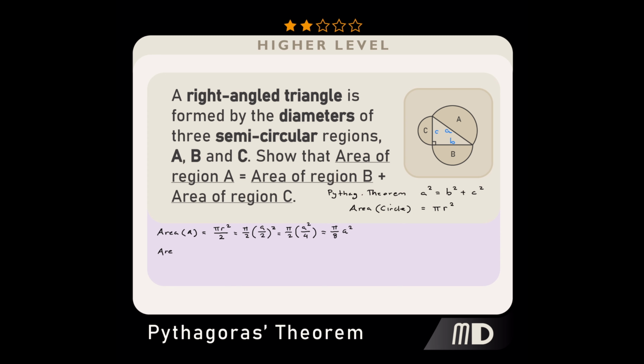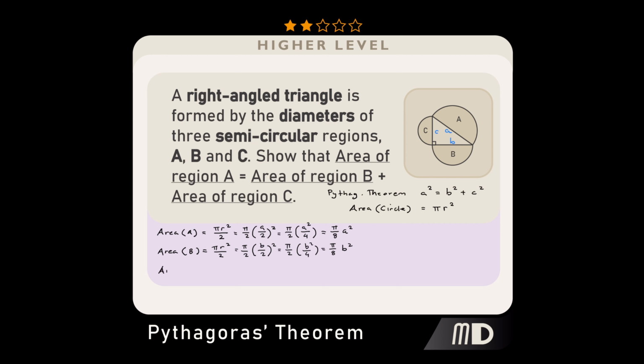The area of B is also half of pi r squared, where r is B divided by 2, and so half of pi multiplied by B divided by 2 squared, which simplifies to half of pi multiplied by B squared divided by 4, which is equal to pi divided by 8 multiplied by B squared.